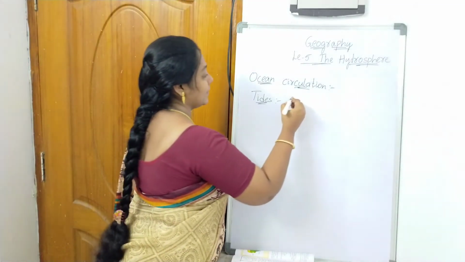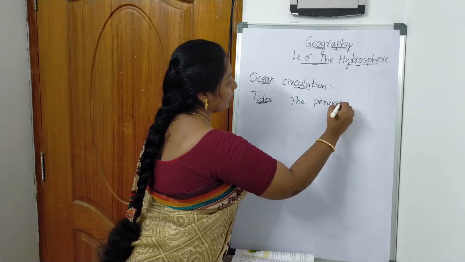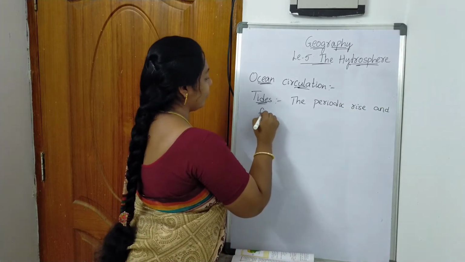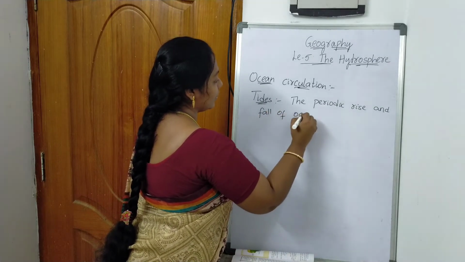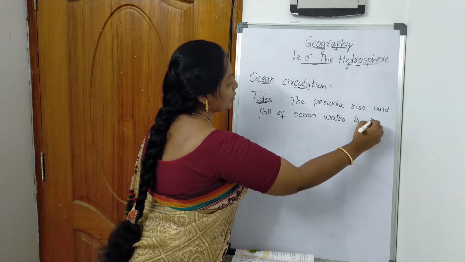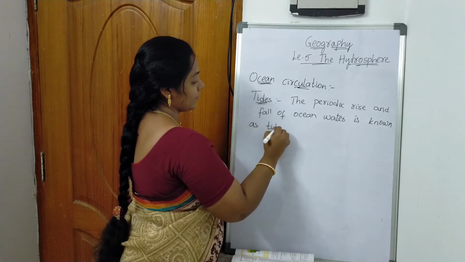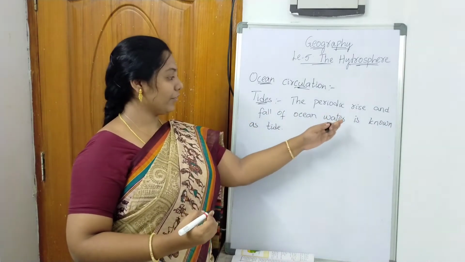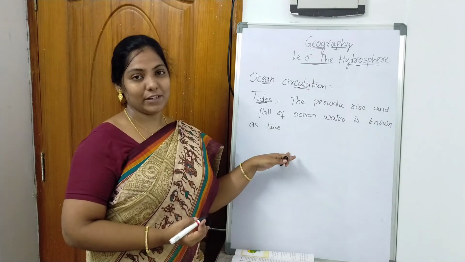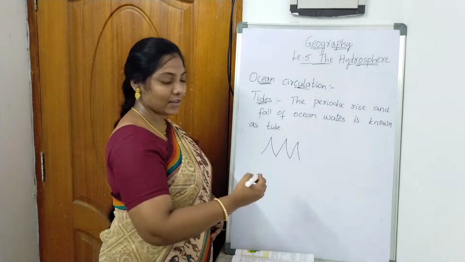Tides. The periodic rise and fall of ocean water is known as tide. So what's a tide? The periodic rise and fall of ocean water is known as tide. It is somewhat similar to a wave, but it's not. A wave means the alternate rise and fall of water.